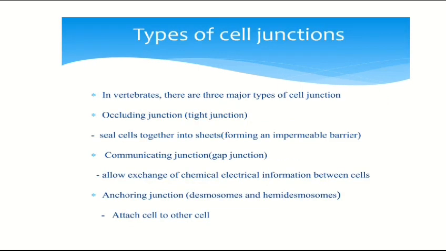Types of cell junctions. In vertebrates, there are three major types of cell junction. They are occluding junctions or tight junctions, communicating junctions or gap junctions, and anchoring junctions. Occluding junctions seal the cells together into sheets, forming an impermeable barrier. Communicating junctions allow the exchange of chemical and electrical information between cells. Anchoring junctions are called desmosomes or hemidesmosomes, and they attach cells to other cells.